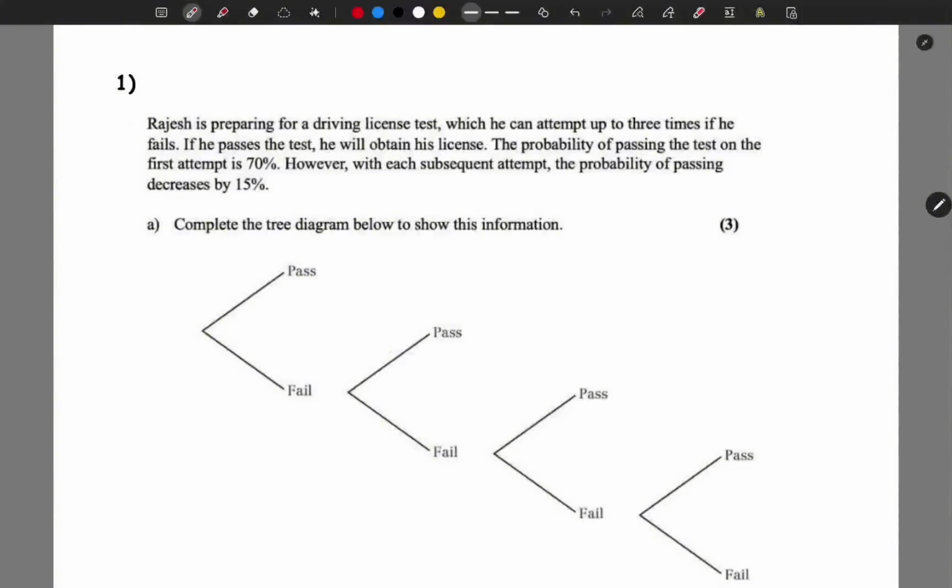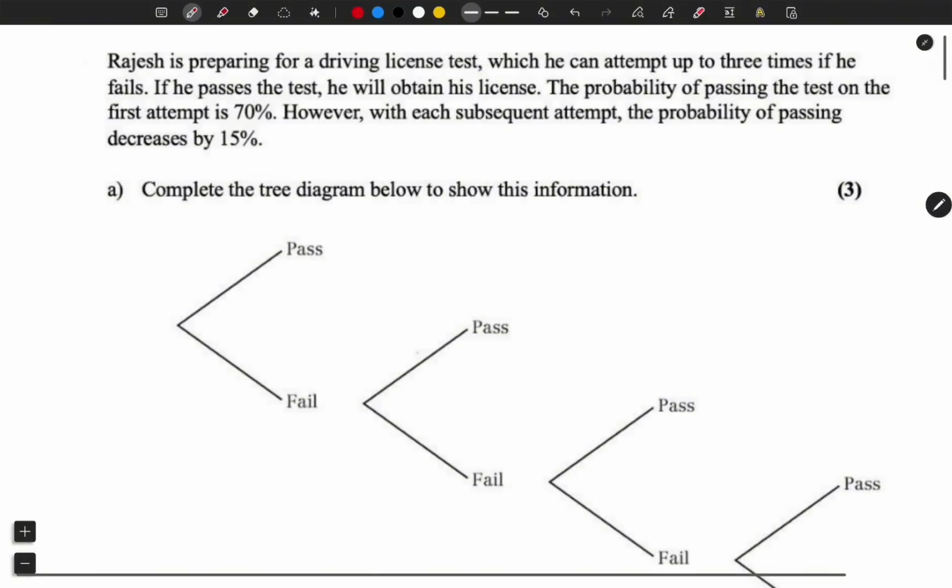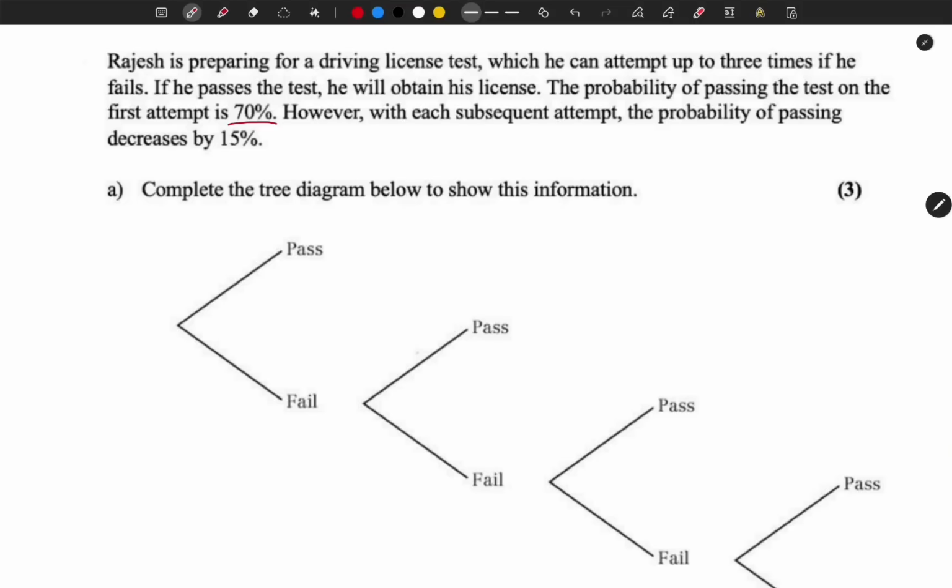So in the first question, Rajesh is preparing for a driving license test, which he can attempt up to 3 times if he fails. If he passes the test, he will obtain his license. The probability of passing the test on the first attempt is 70%. However, with each subsequent attempt, the probability of passing decreases by 15%. Complete the tree diagram below to show this information. So this is the first attempt. So for passing on the first attempt, the probability is 70%, which is 0.7. So this will be 0.3 because 1 minus 0.7 is 0.3.